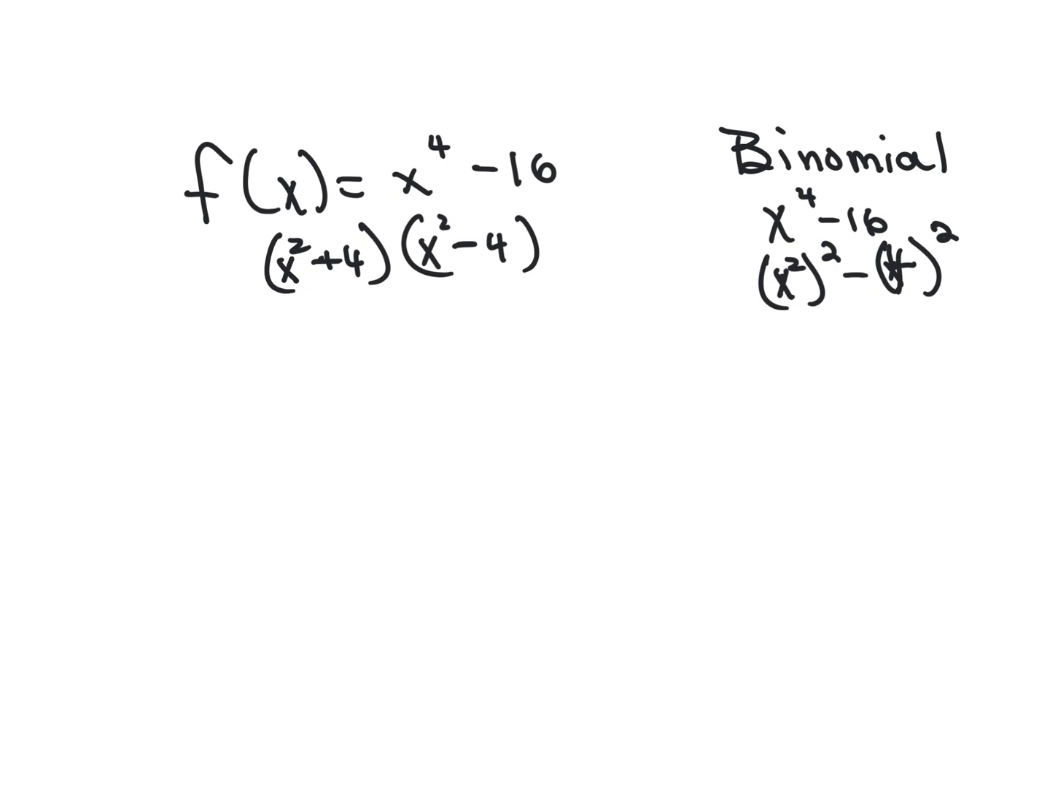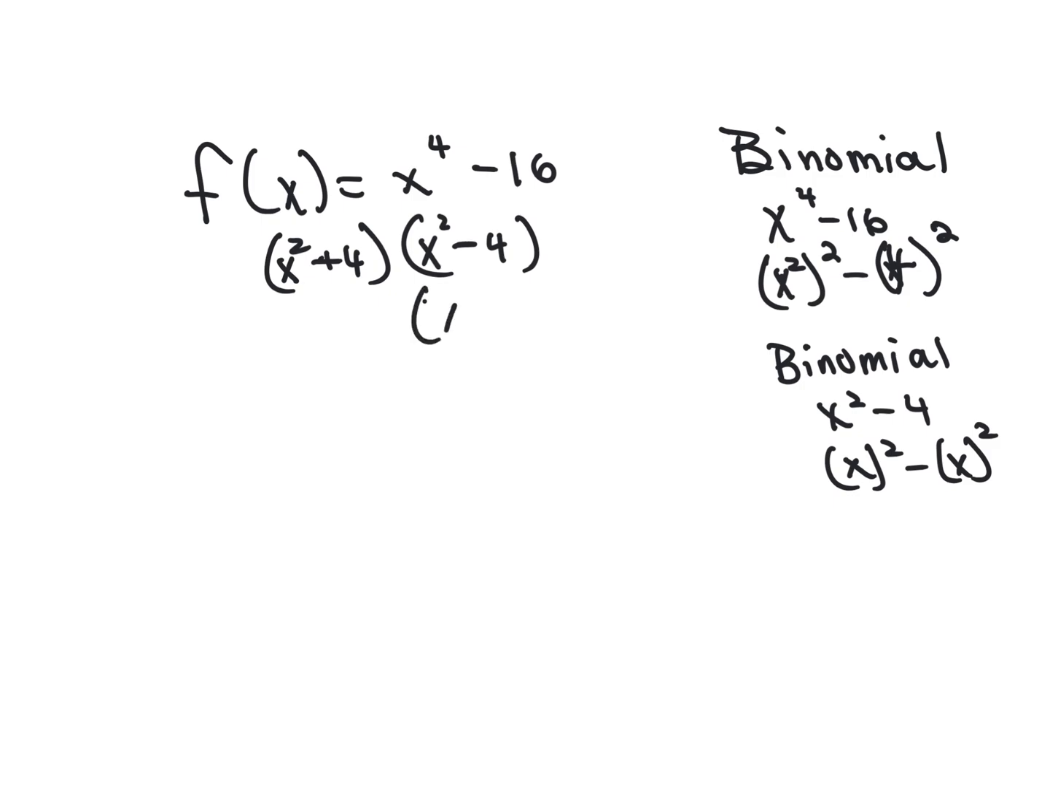Okay, we can now look at the binomial x squared minus 4, and it also is a difference of squares. So I could factor it as x plus 2 times x minus 2. Now, x squared plus 4 cannot be factored because that is the sum of two squares.